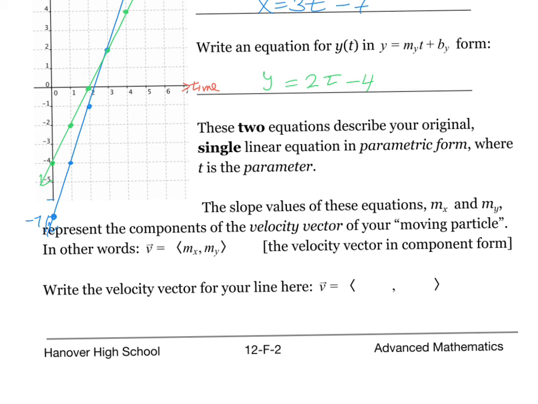In our case, that means we're going to look at the slopes for these two lines. The slope of x as a function of time was 3, so 3 goes there. You know what? I'm going to go back and change that color to blue, because that was the blue equation. And then the slope for y as a function of time was 2. So that's that. This is the velocity vector for the bird.